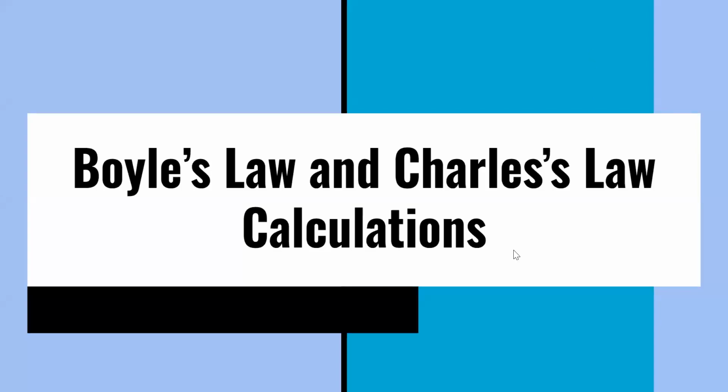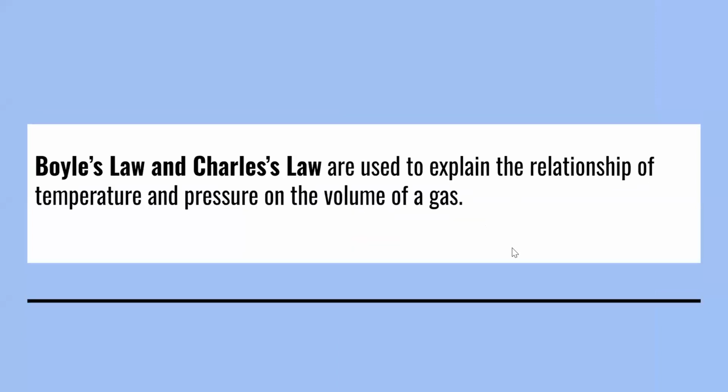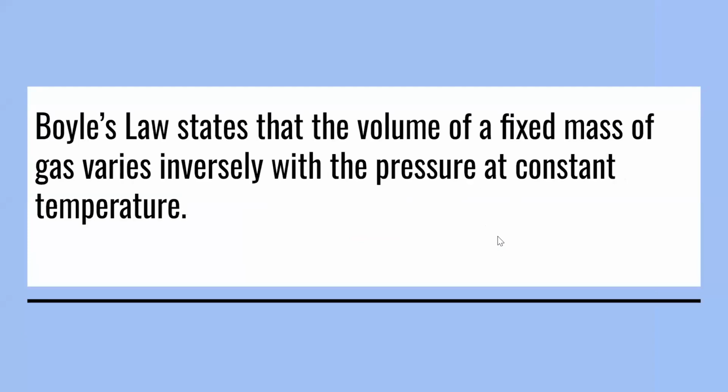This is Boyles' law and Charles' law calculations. Boyles' law and Charles' law are used to explain the relationship of temperature and pressure on the volume of a gas. Boyles' law states that the volume of a fixed mass of gas varies inversely with the pressure at constant temperature.